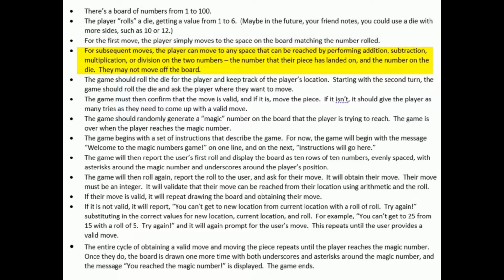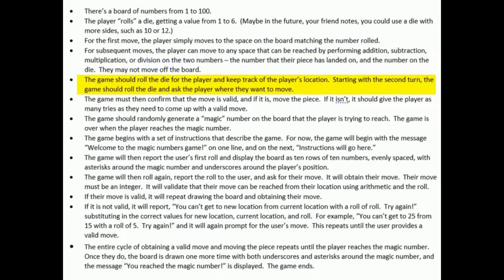For subsequent moves, the player can move to any space that can be reached by performing addition, subtraction, multiplication, or division on the two numbers: the number that their piece has landed on and the number on the die. They may not move off the board. So, for example, if the user had initially landed on 5, and they rolled a 3, they could move to 5 minus 3, or 2. They could move to 5 plus 3, or 8. And they could move to 5 times 3, or 15. They could not move to 3 minus 5, or negative 2, because that number is off the board. And they could not move to 5 divided by 3, or 3 divided by 5, because neither of those division operations results in an integer.